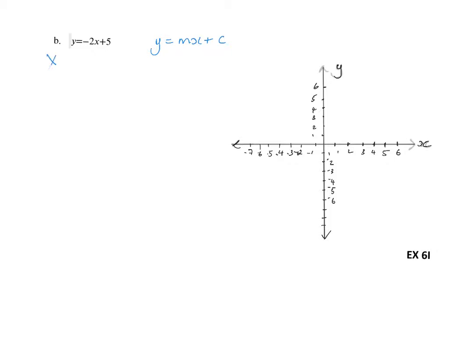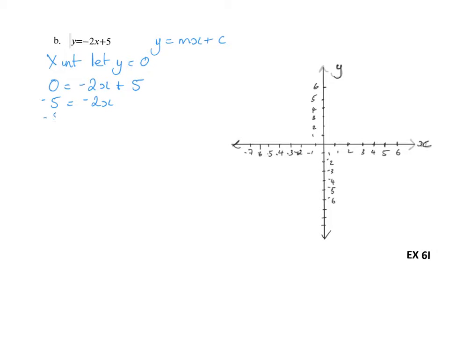So x-intercept, we're going to let y equal to 0. So we get 0 equals minus 2x plus 5. And now we need to get the x by itself. So the first thing to go across is the 5. It becomes minus 5 equals minus 2x.